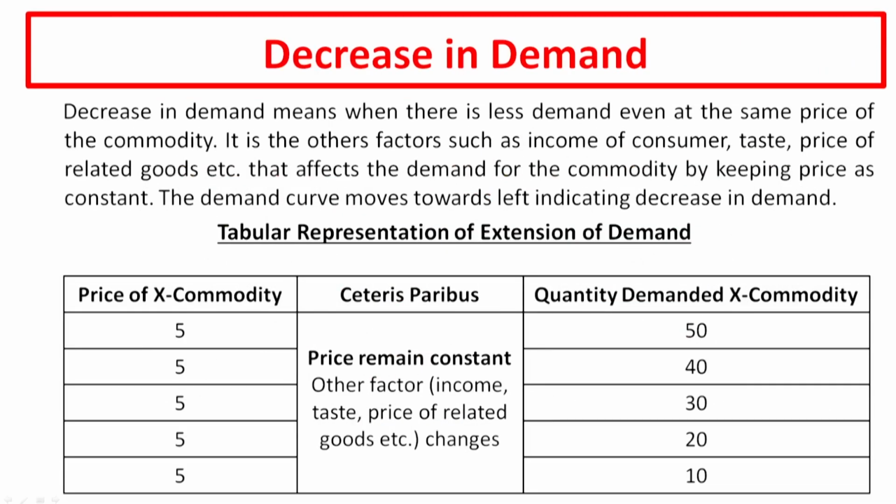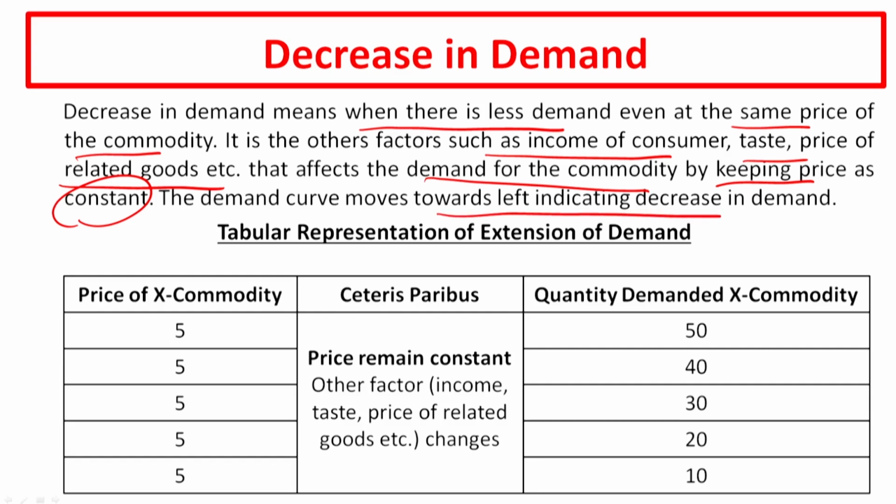Now the next topic, the decrease in demand. The decrease in demand is when there is less demand even at the same prices of the commodity. It is the other factors, such as income of consumer, taste, price of related goods, that affect the demand for the commodity, keeping again the price constant. The price is not changing here, but other factors are changing here. The demand curve moves towards the left, indicating decrease in demand.